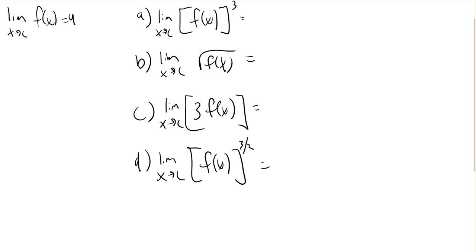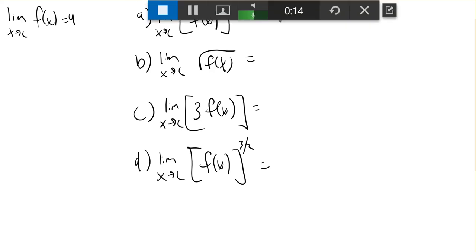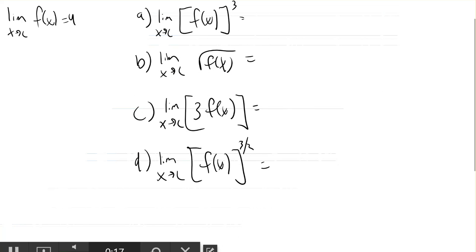All right, let's see. Parts A, B, and D are very similar. They're all trying to get you to apply the same property, the power property of limits. They like to say that if you would like to take the limit as x approaches c of f of x to the third power, that's the same thing as taking the limit as x approaches c of f of x and then raising it to the third power.